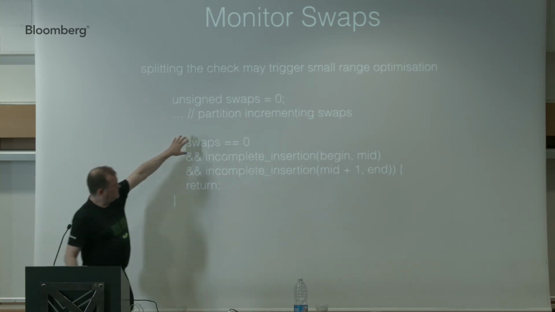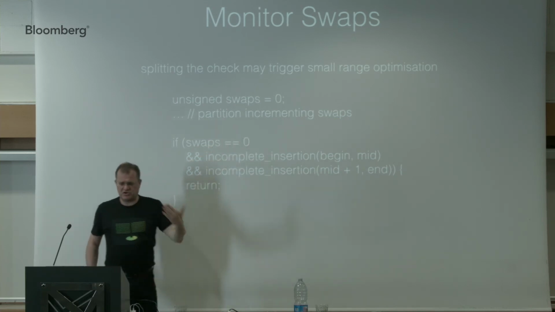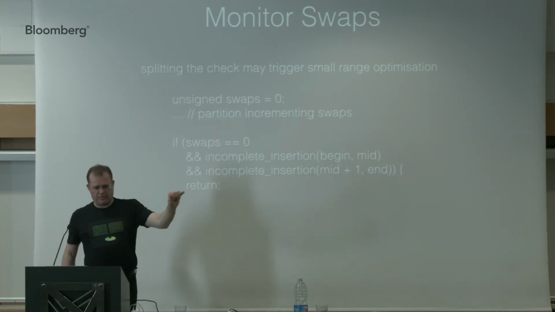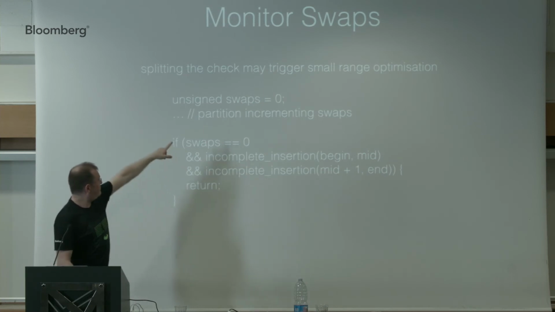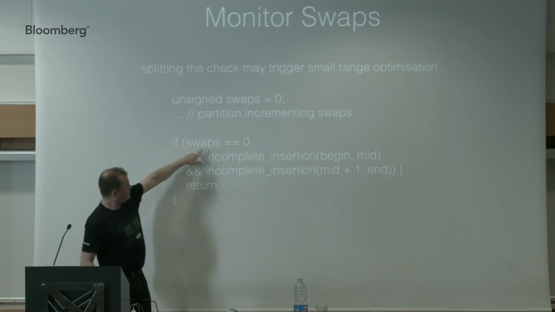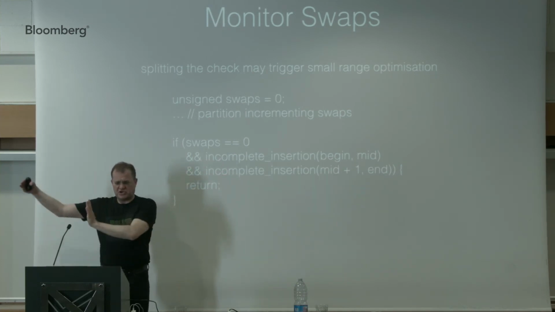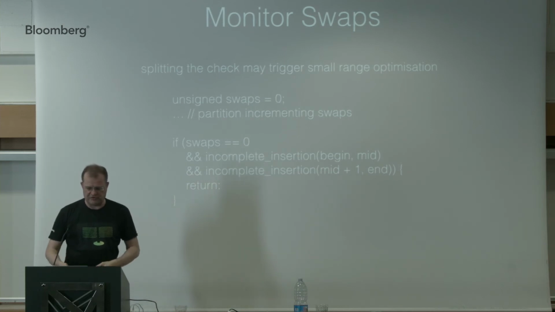The partition, I didn't implement that over here. The partition really just, every time it swaps, keeps the count of swaps up to date. So if that count is 0, we do an incomplete insertion sort of the front and a complete insertion sort of the end.